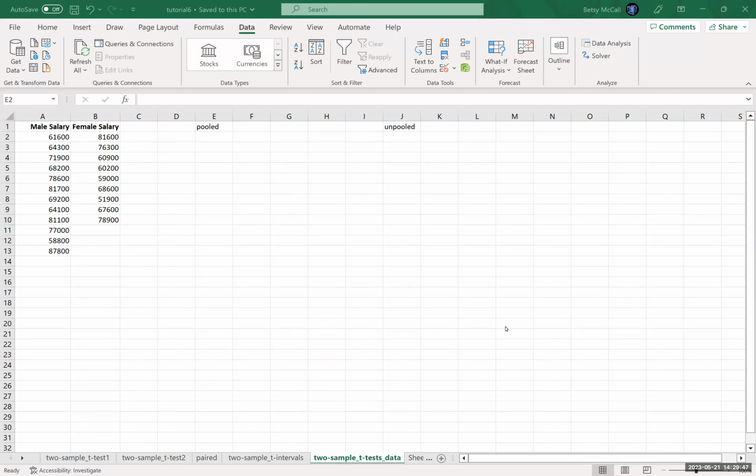And so I'm going to show you two different ways to calculate. There's a built-in t-test formula that we can use, and then I'll also show you the data analysis toolpak. Okay, so anyway, the pooled case.